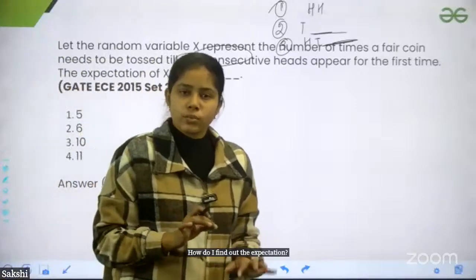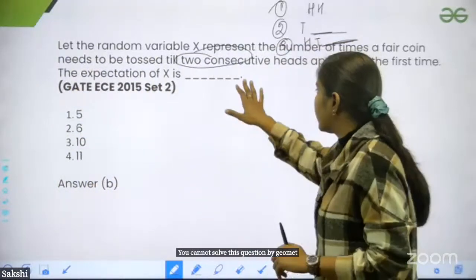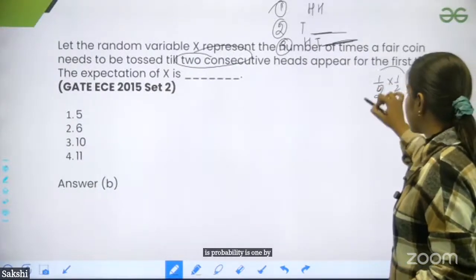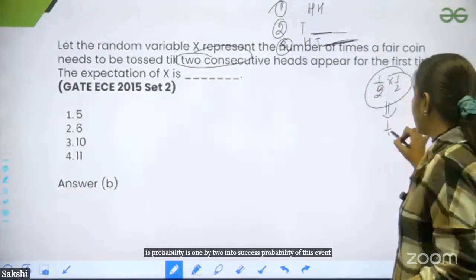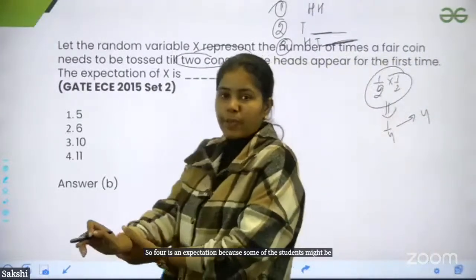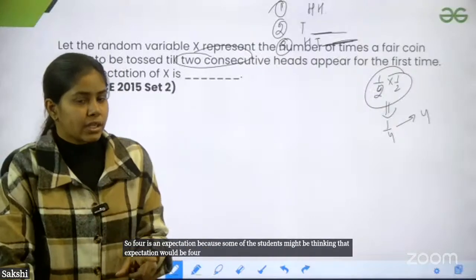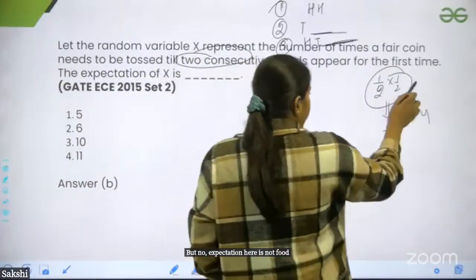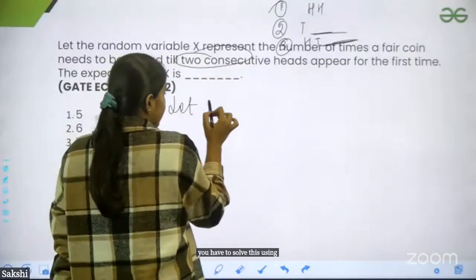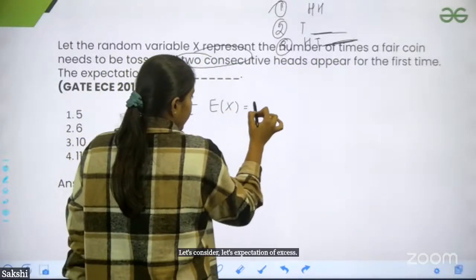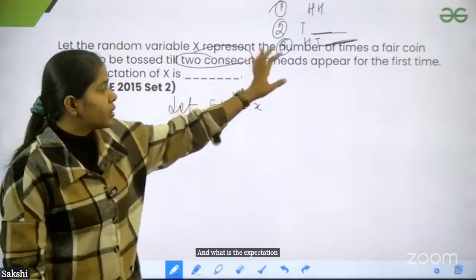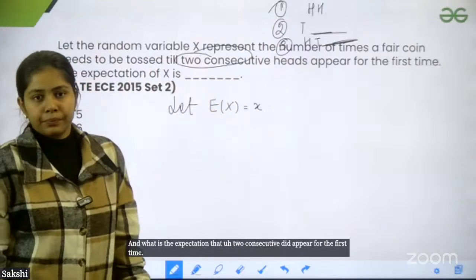You cannot solve this question by geometric distribution. You cannot say that the success probability of getting two heads in a row is 1 by 2 into 1 by 2, which is 1 by 4, so the expectation is 4. Some students might be thinking that, but no, the expectation here is not 4. But then how do you find this expectation? So you have to solve this by letting the expectation of X be x, the expectation that two consecutive heads appear for the first time.